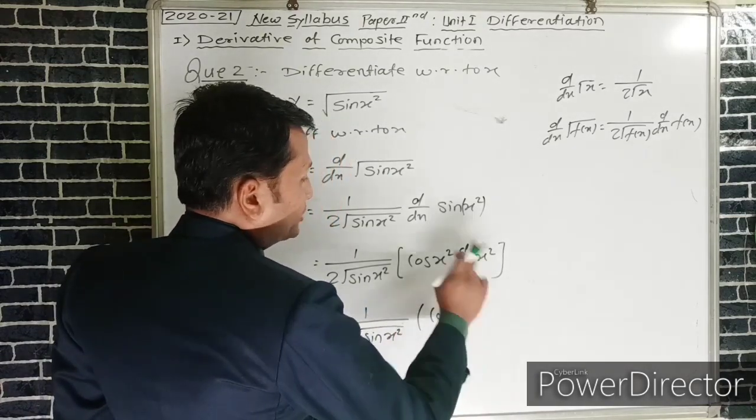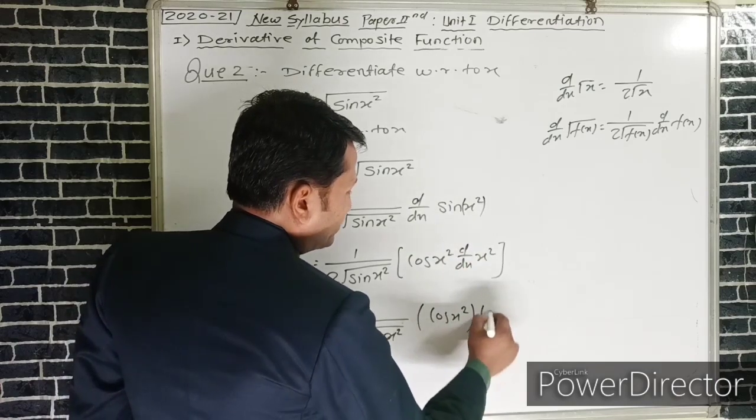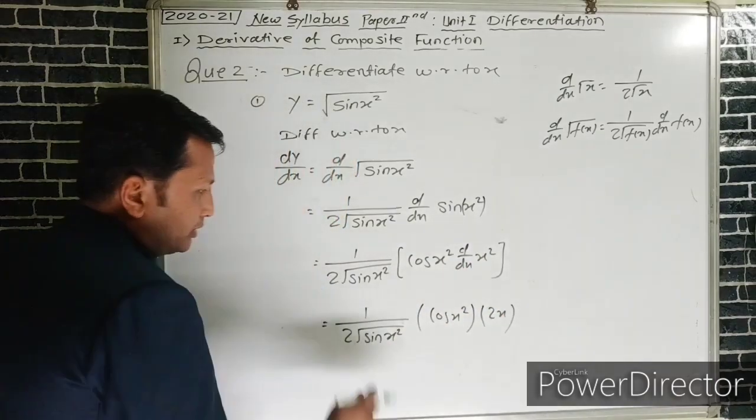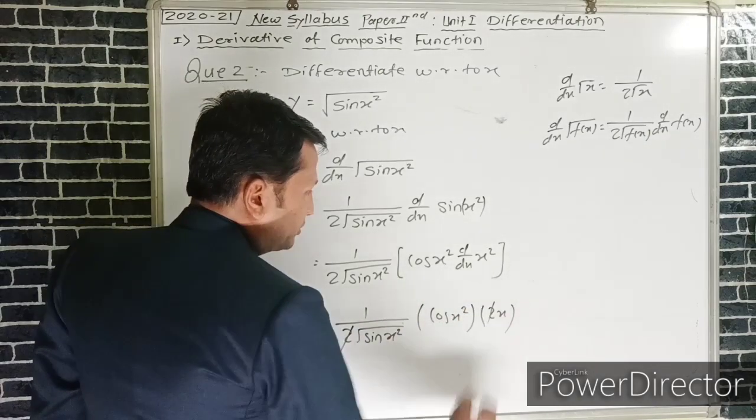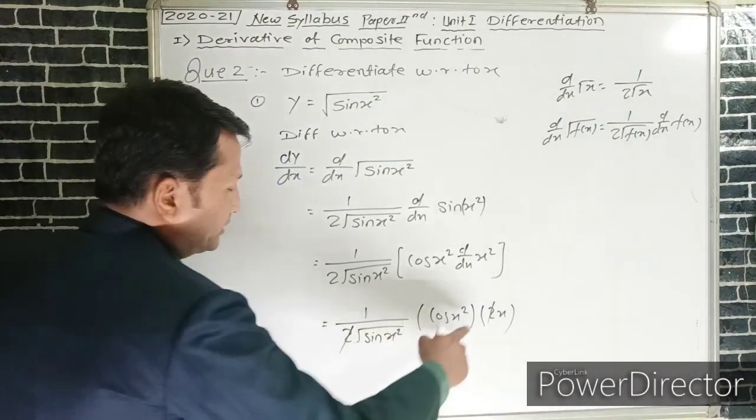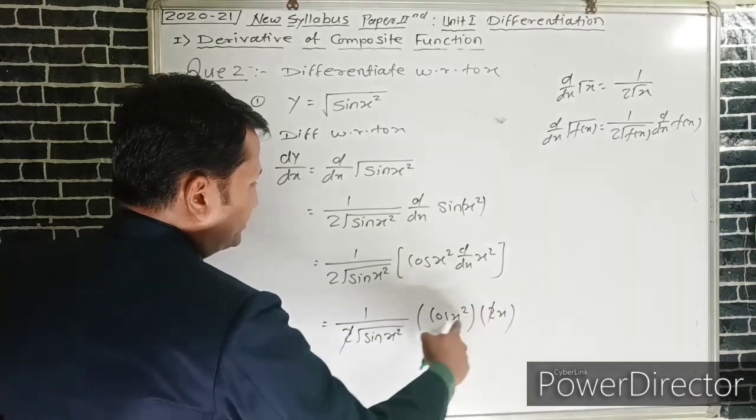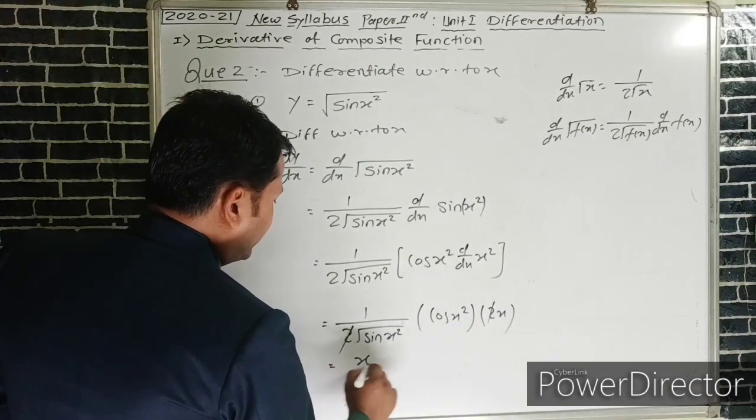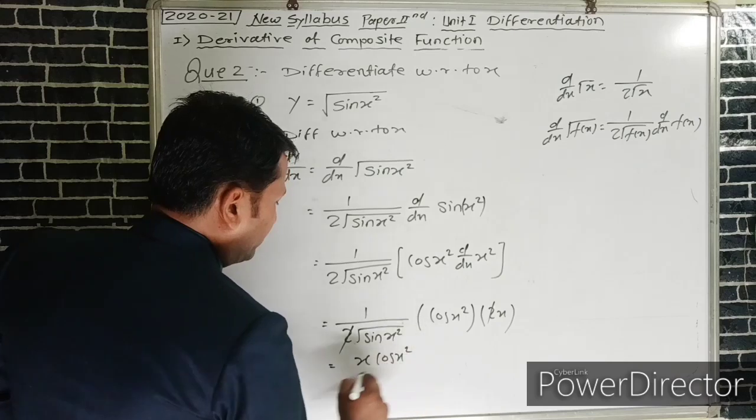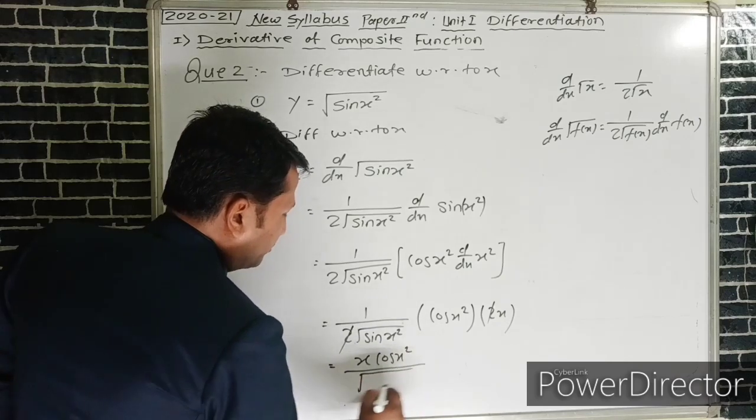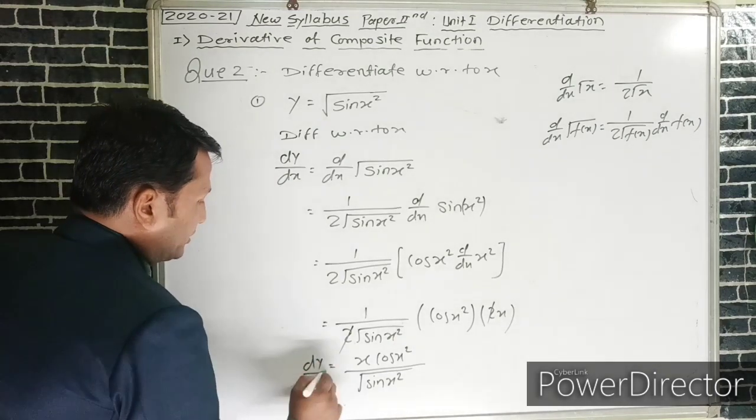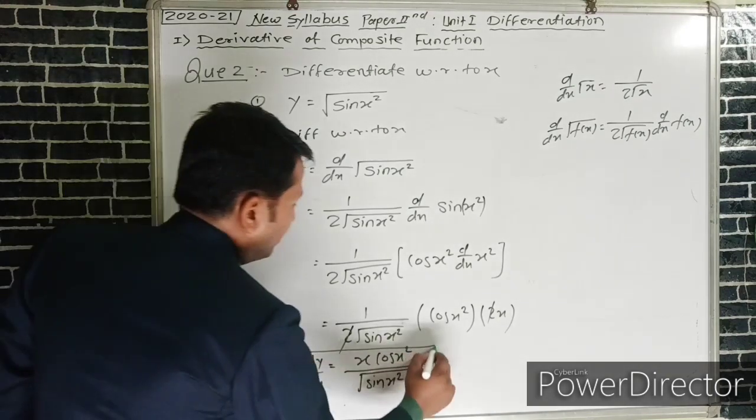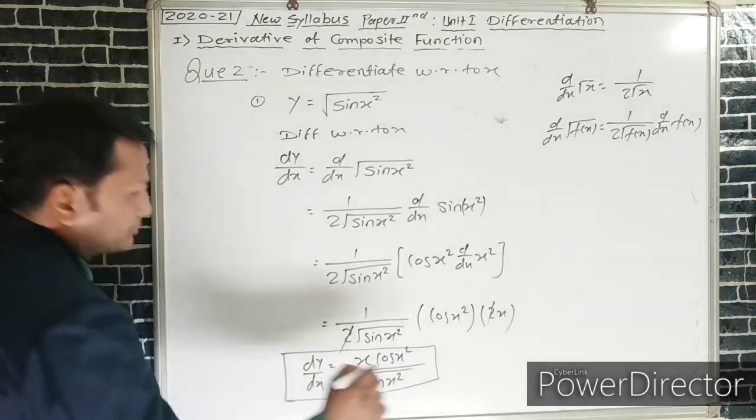The derivative of x square is 2x. Whole terms are in multiple form, hence 2 cancels. Then we can write x into cos of x square is x cos of x square upon under root of sin of x square, which is the required derivative of y, dy upon dx.